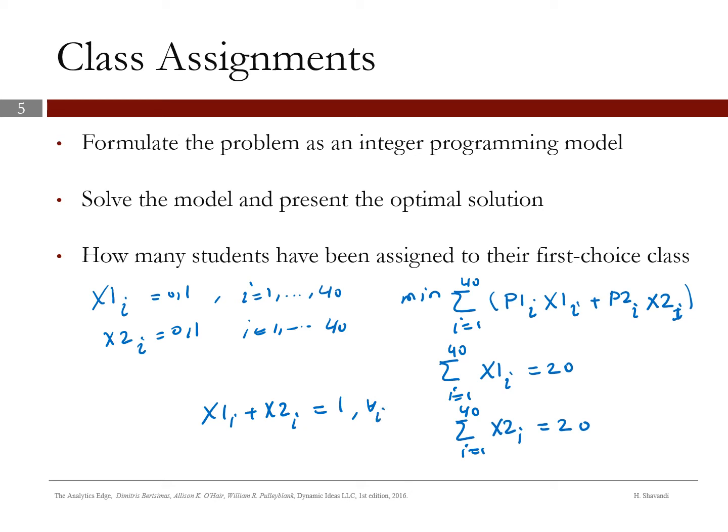That means here we have 40 constraints, okay? And so in total, as you see here, we have 42 constraints, okay? So this would be our optimization model, and we can solve this to obtain the optimal solution, okay?